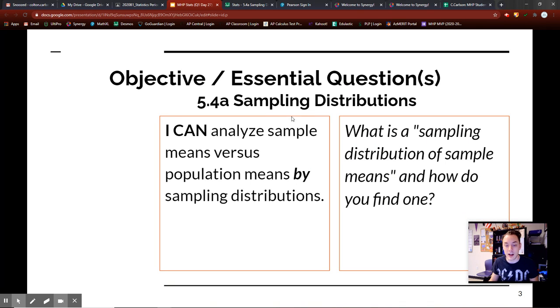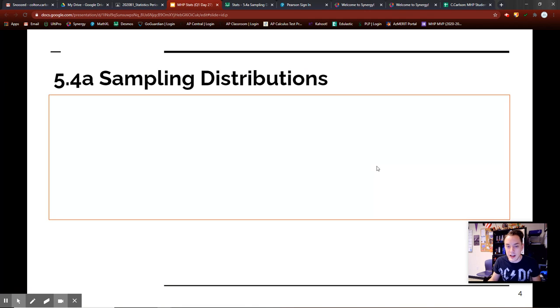How can I analyze sample means versus population means? We can do that using probability distributions or specifically sampling distributions. We're also going to be asking what is a sampling distribution of sample means and how do you find one? So we're actually finding the sample mean of a sample distribution. What does that mean? We're going to find out.